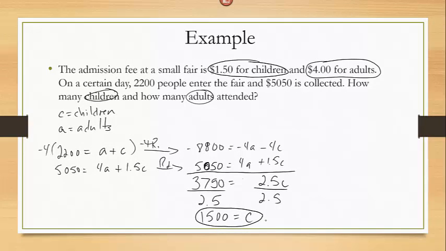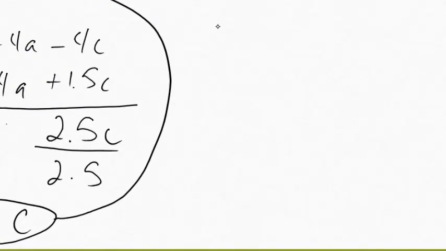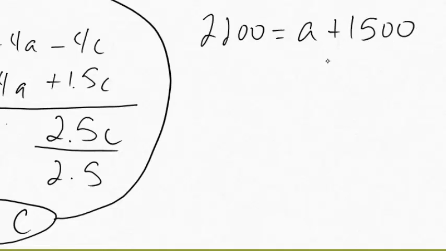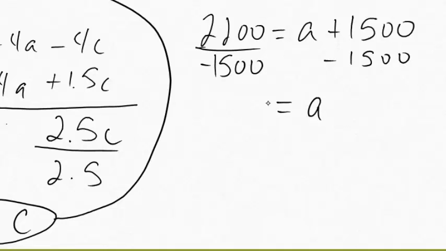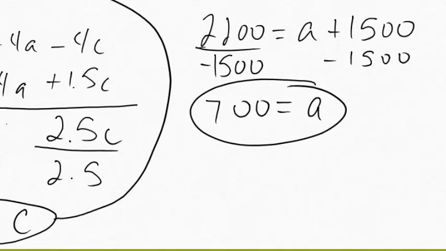So let's take this C and plug it in right there. We're going to have 2,200 equals A plus 1,500. To get A by itself, we need to subtract 1,500 from both sides. And so A will equal 700. So we have 700 adults and 1,500 children, and there we go, problem solved.